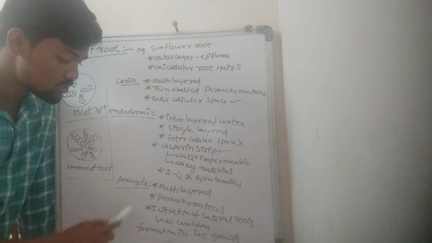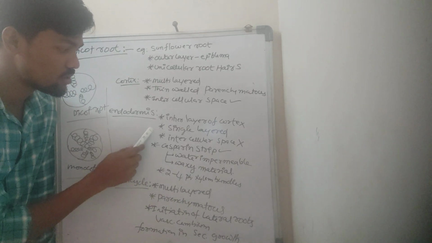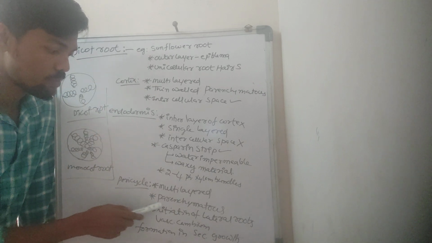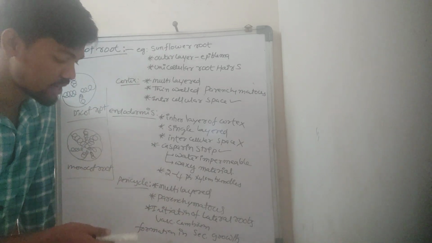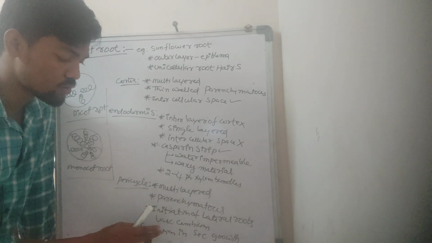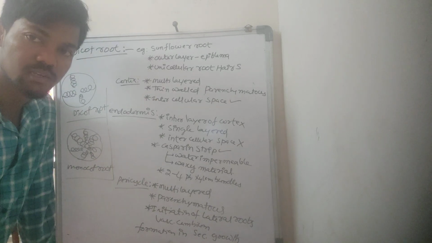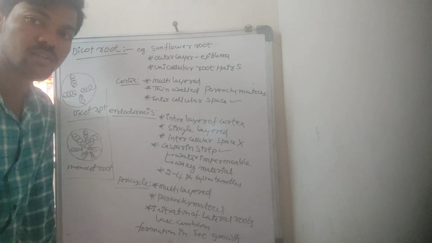Come to the pericycle. It is multi-layered, as is the cortex, and parenchymatous. It is involved in the initiation of lateral roots and cambium. The vascular cambium in secondary growth forms from pericycle cells only. These are the main questions.